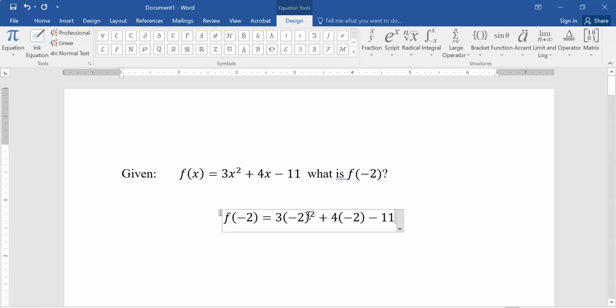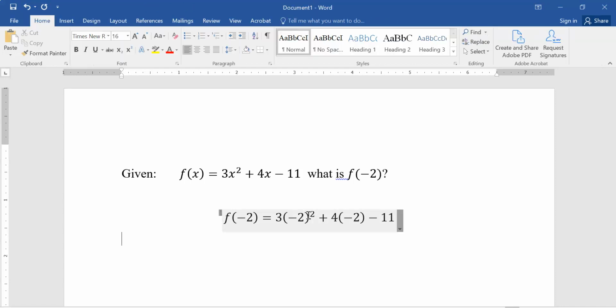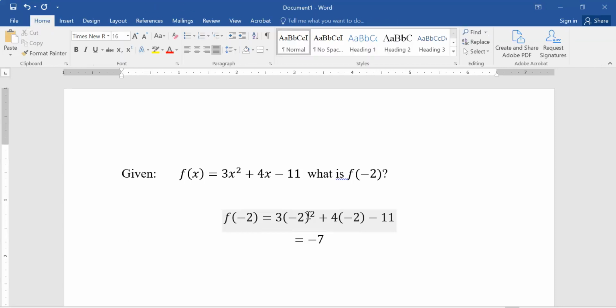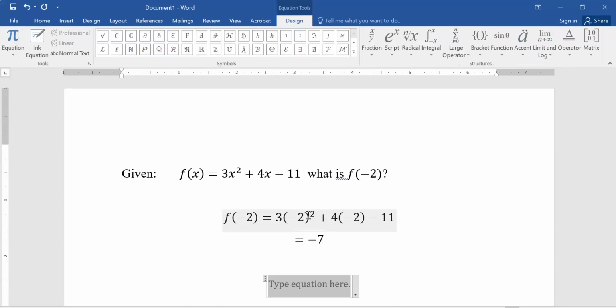So by the way, you can type this all in one line on your calculator. When I type this all in, I got a negative 7. So what I got is that f of negative 2 is equal to negative 7. All right. So input negative 2, your output is negative 7.